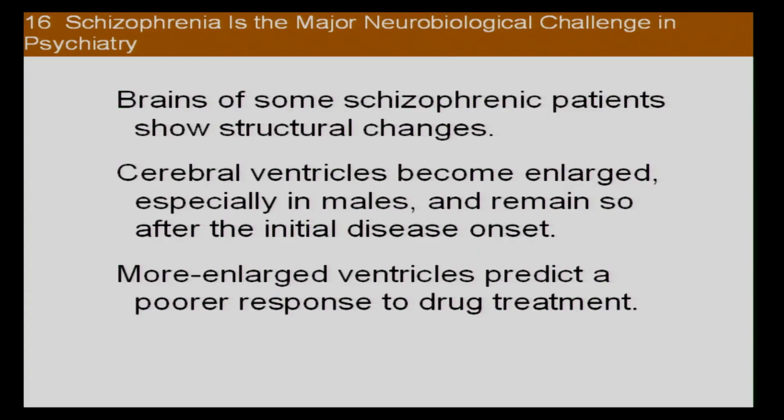Okay, what are the anatomical correlates of schizophrenia? What is different about the schizophrenic brain? Brains of some schizophrenics show structural changes. In particular, the most obvious change when you look at MRI images or get the brains of schizophrenic patients, the actual brains to study, is the size of the cerebral ventricles. The ventricles are enlarged in schizophrenic patients, especially in males, and they remain so after the initial disease onset. When you do a structural MRI, magnetic resonance imaging scan on these people, the more enlarged the ventricles are in the subject, the poorer the response to drug treatment.